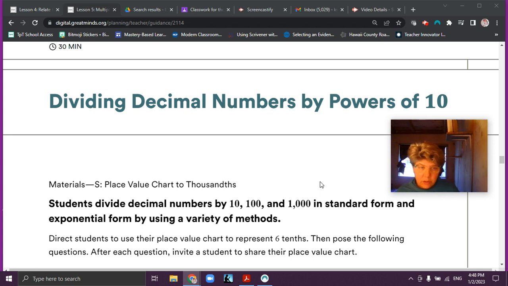The first thing I want you to do is to get your place value chart, either the one in the sleeve or the one in your book, and show me 6/10. Okay, go ahead and put 6/10 in there. You can just put 6 little dots in the tenths column. And now I want to know what number is 1/10 as much as 6/10. Please show it on your place value chart.